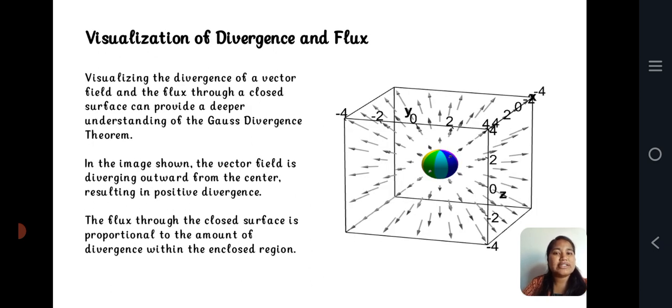Visualization of the divergence and flux. Visualizing the divergence of a vector field and the flux through a closed surface can provide a deeper understanding of the Gauss divergence theorem. In the image shown, the vector field is diverging outward from the center, resulting in positive divergence. The flux through the closed surface is proportional to the amount of divergence within the enclosed region.